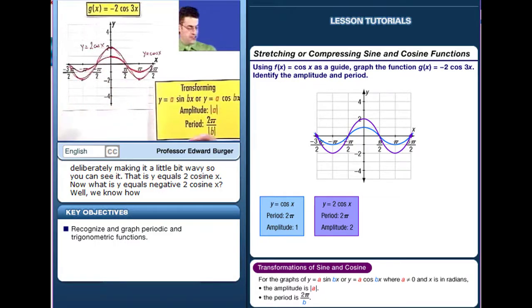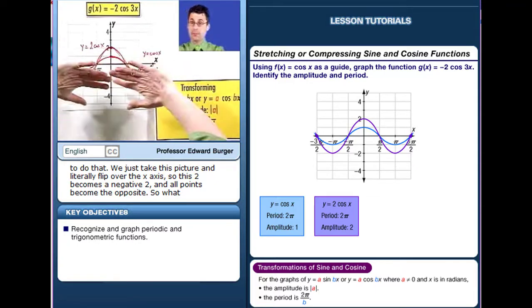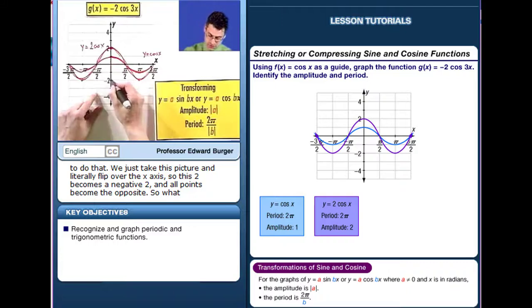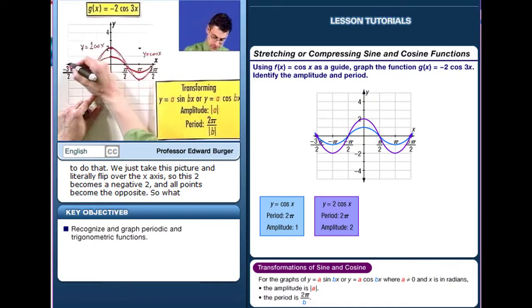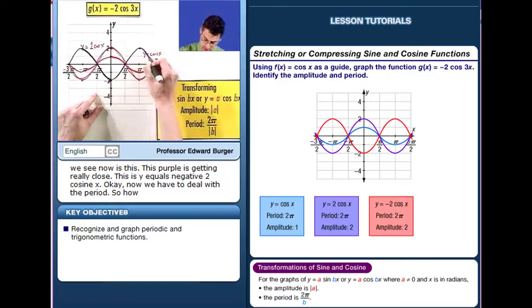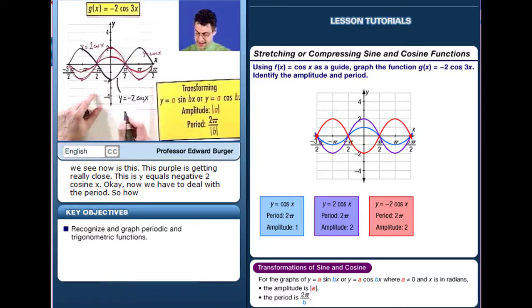Now, what's y equals negative 2 cosine x? Well, we know how to do that. We just take this picture and literally flip it over the x-axis. So this 2 becomes a negative 2. All points become the opposite. So what we see now is this. And so this purple is getting really close. This is y equals negative 2 cosine x.